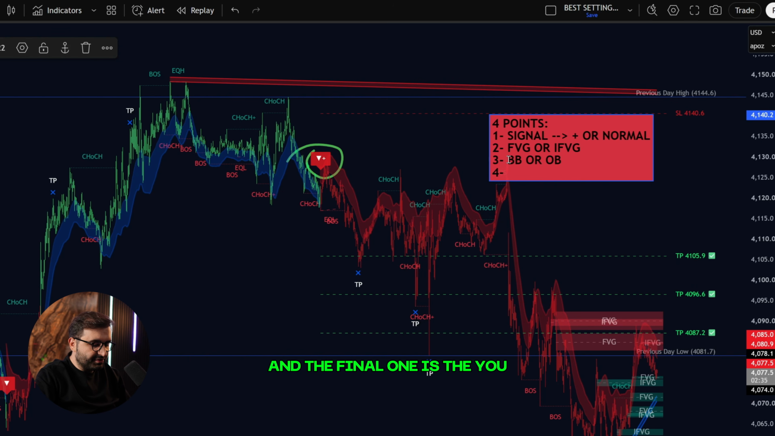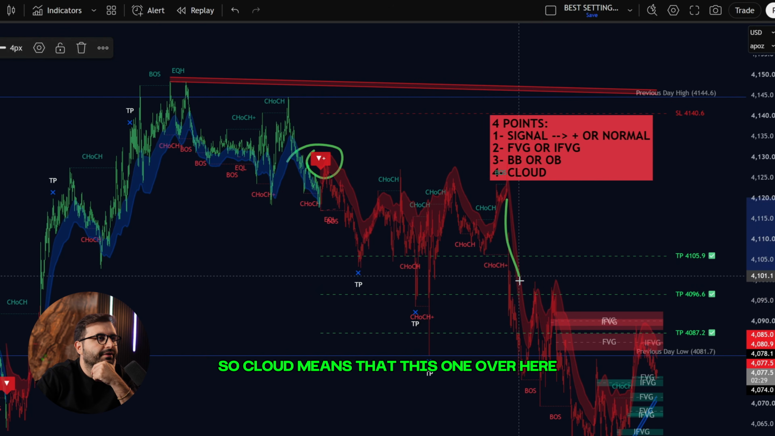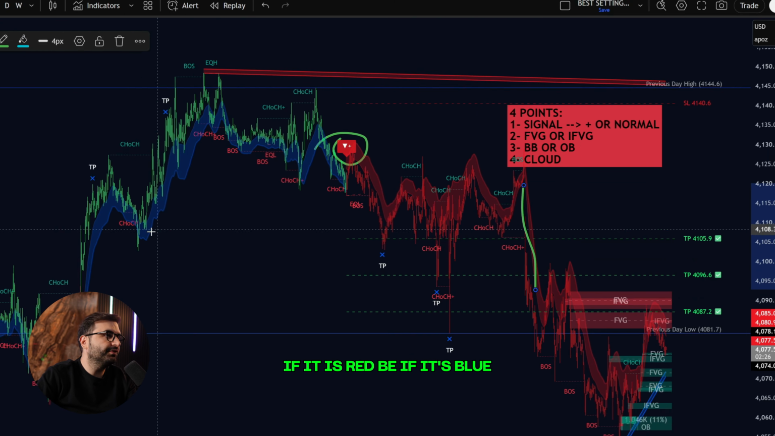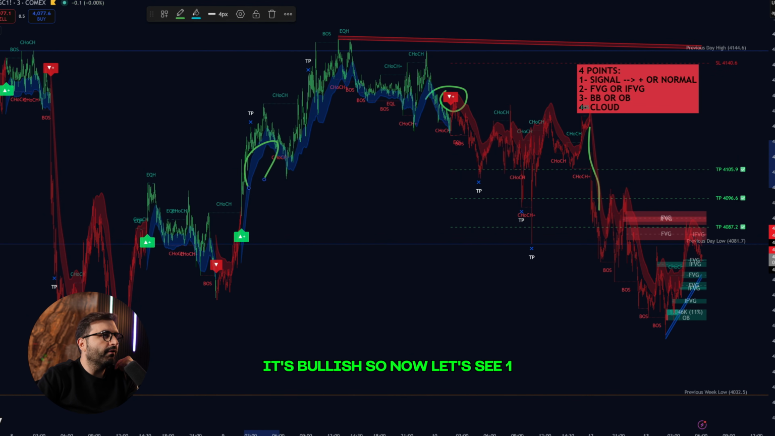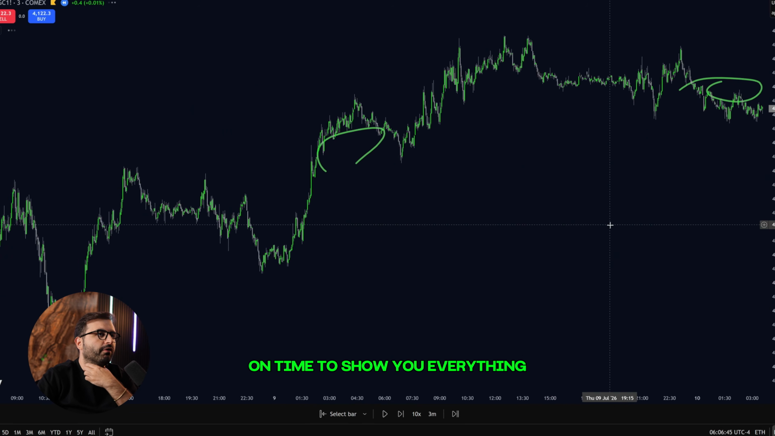And the final one is you need to get the cloud. So cloud means this one over here. If it is red, bearish. If it's blue, it's bullish. So now let's see two examples, three examples, whatever it is. I will just take this chart back in time to show you everything.